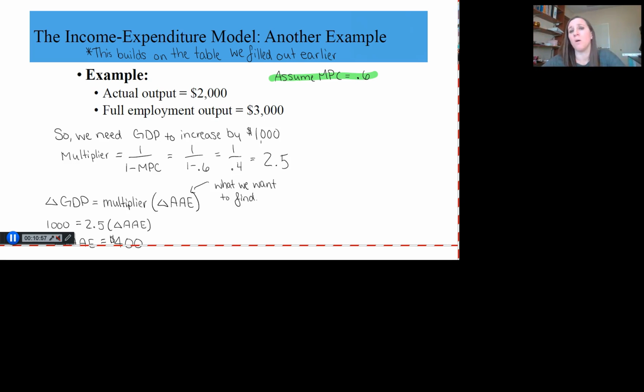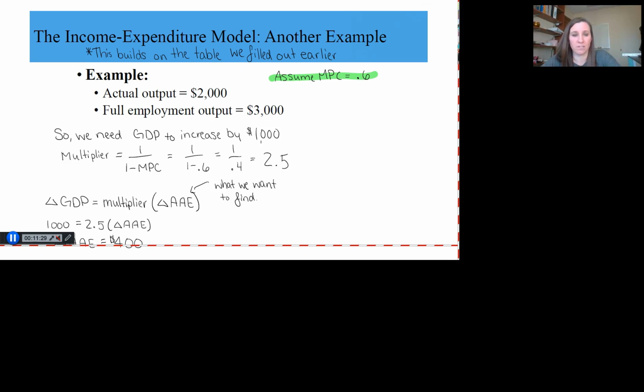You can derive that yourself if you'd like. Let's say our actual output is $2,000, but what we would consider full employment is $3,000. So what do we need? We need GDP to go up by 1,000. How are we going to get that? Well, we need our change in GDP, and we need our multiplier. We know the change in GDP. The multiplier is going to be 1 over 1 minus the marginal propensity to consume, and that turns out to be 2.5.